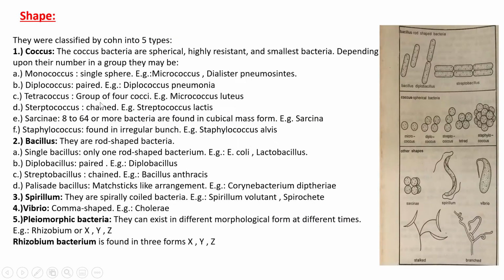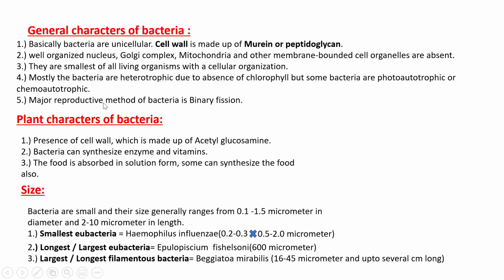The major reproductive method of bacteria is binary fission. The plant characters of bacteria are the presence of a cell wall, which is made up of acetylglucosamine. Bacteria can synthesize enzymes and vitamins. The food is absorbed in solution form, and they can also synthesize food.